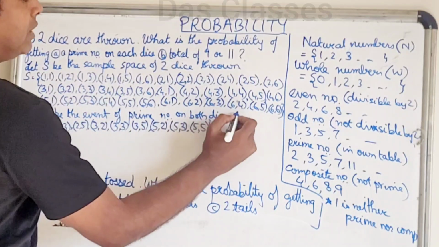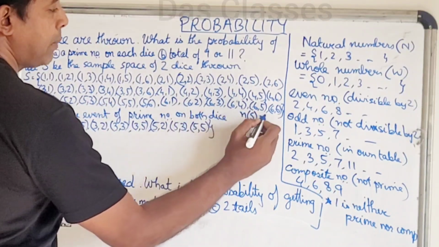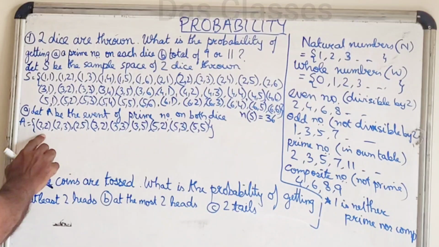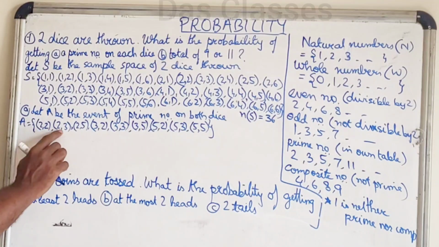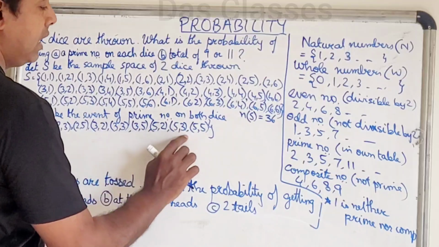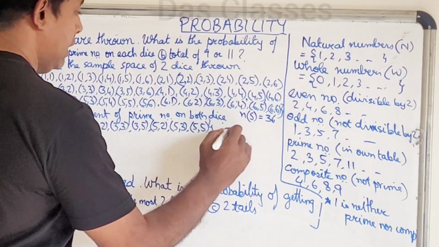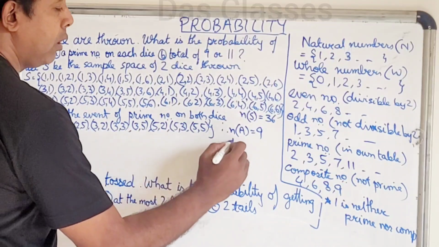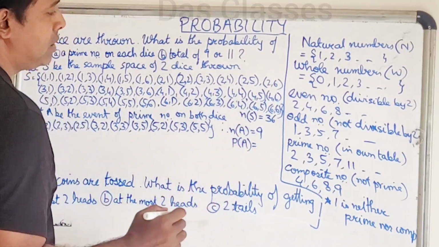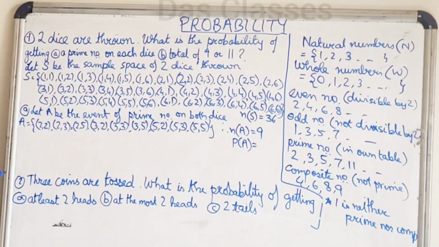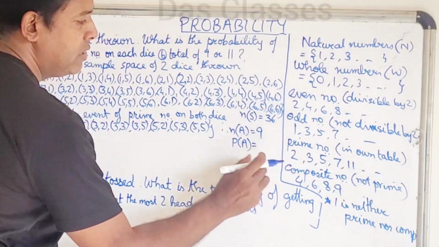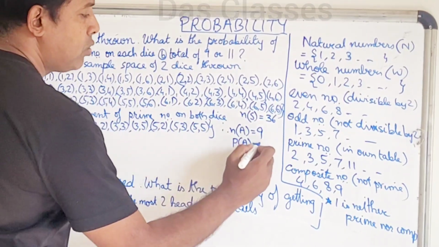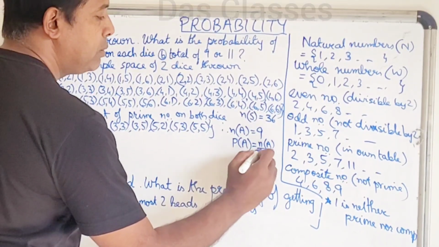So in this one, if you count, the total number of elements in the sample space was 36, and here the total number of events is 1 2 3 4 5 6 7 8 9. So NA is 9. So the probability, now here a very common mistake which many students make, they write the sample space at the top and the event space down in the denominator, which is wrong. The event is always written up and the sample space is written down.